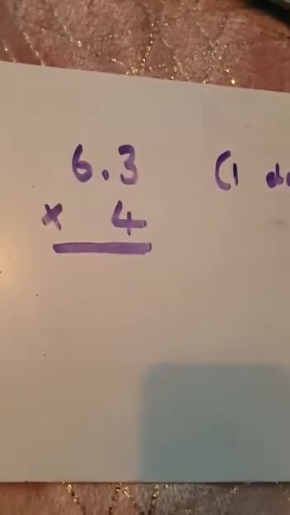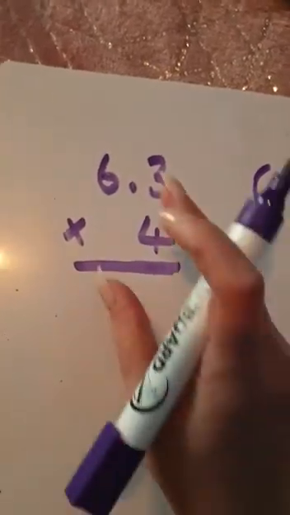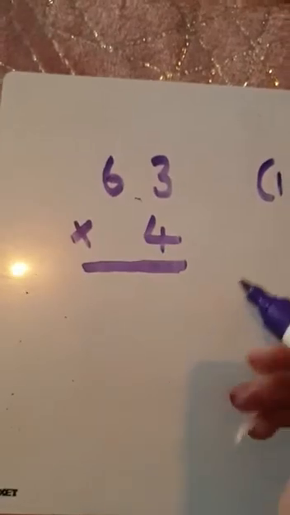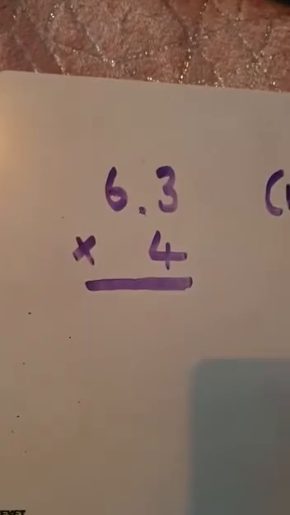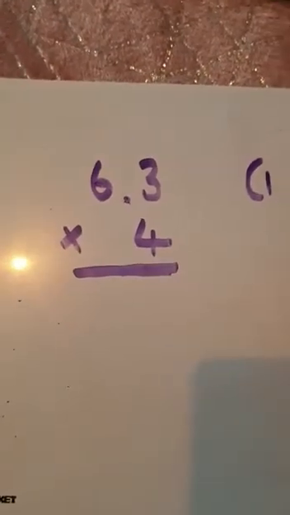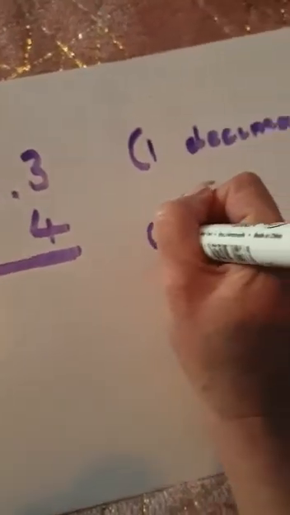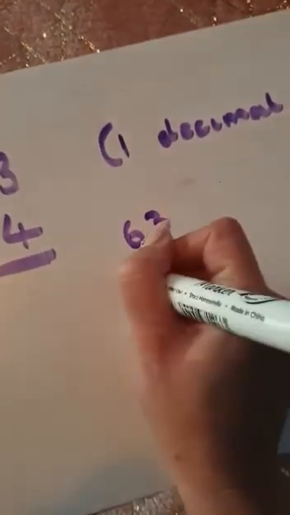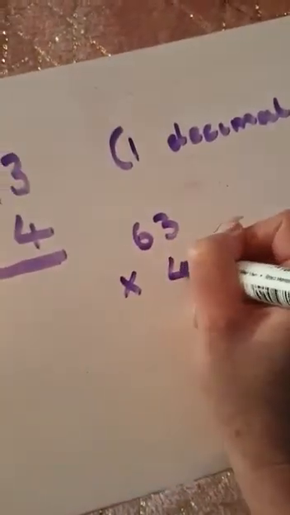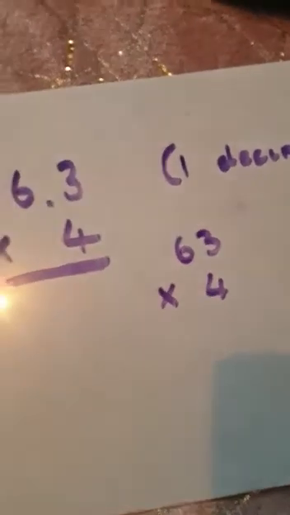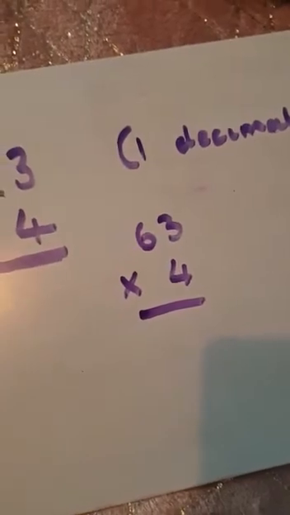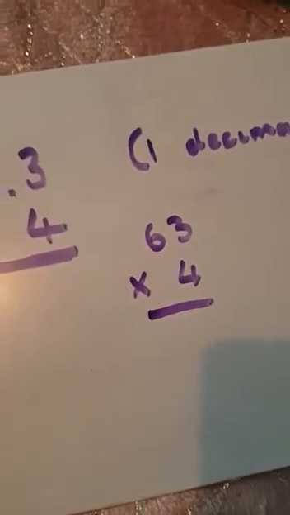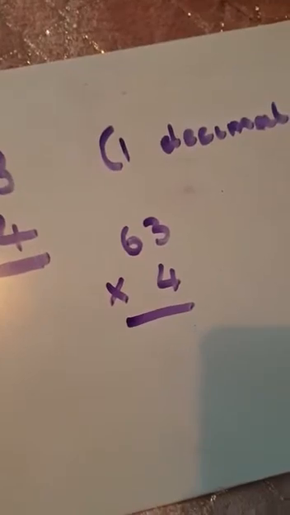Now I'm going to do the math. I'm going to take off the decimal. Because I'm using a whiteboard, I can just rub it off. But if you were using a pencil or paper, you can just write it down next to the original question, like this. 63 multiplied by 4. Because I know in class you've done multiplying 2 digits by 1 digit, I know you can do this.